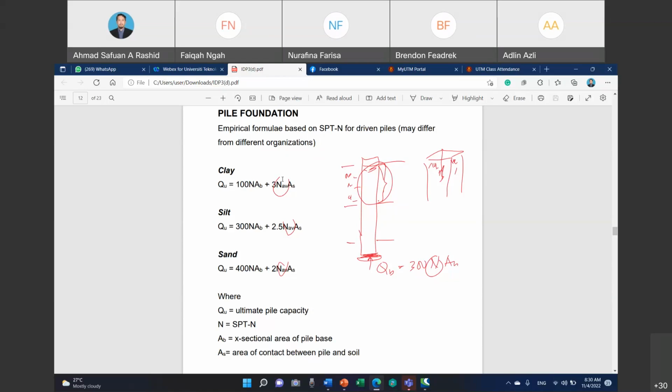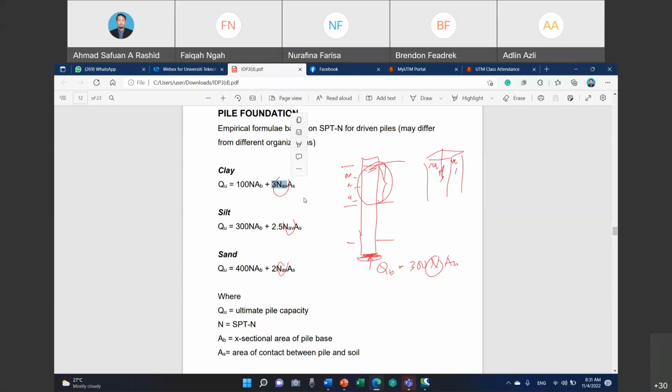So we can use this empirical formula. From this empirical formula, which is from the SPT, then we can convert into the QU value. Okay, so this is the QU value for the clay, and this is the QU value for the silt and sand. So basically, this is for the end bearing, and this is for the friction. Sebab tu dia ada istilah average. Okay, maknanya dia ambil average value.